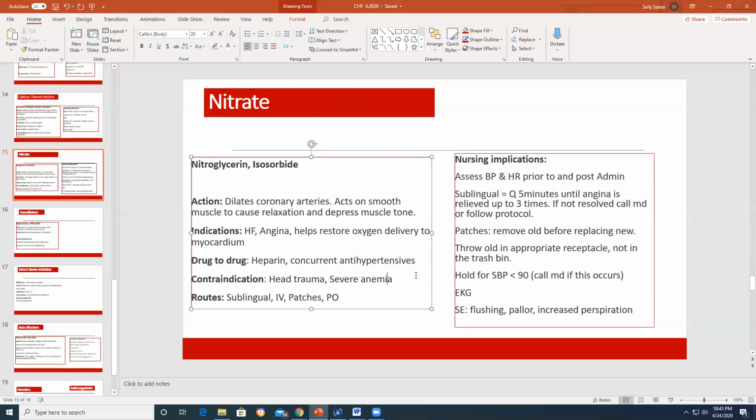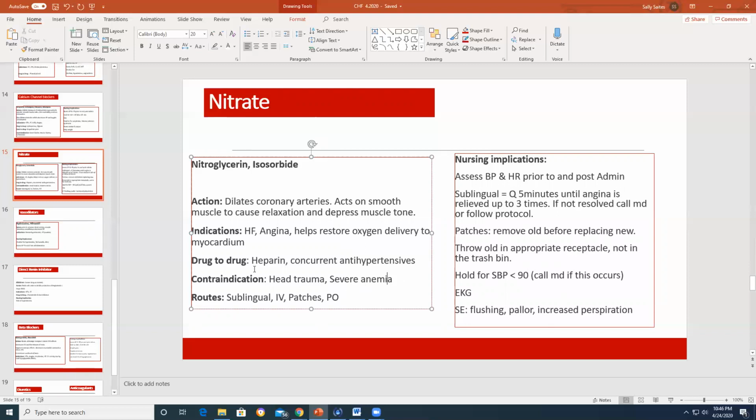And so if they do get a head trauma and they're vasodilating, so that the vessel is really enlarged, because of that dilation, they can actually have a lot of blood coming out. And so it would be contraindicated. Same with severe anemia. If they're anemic, they might have to take this, but they don't necessarily want to take this medication because it's an increased risk of bleeding.